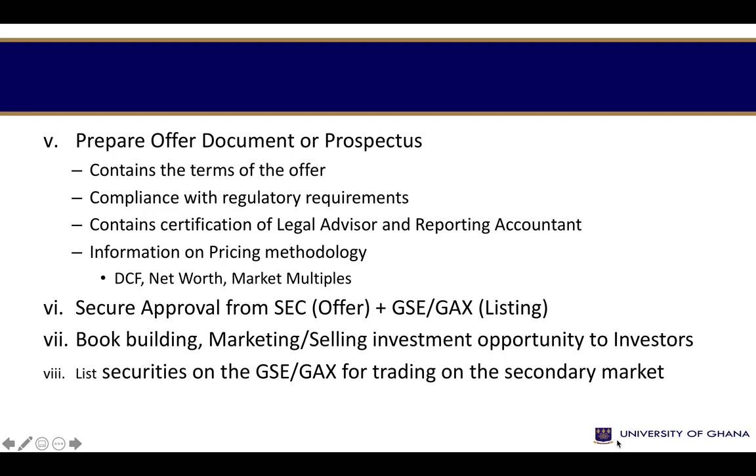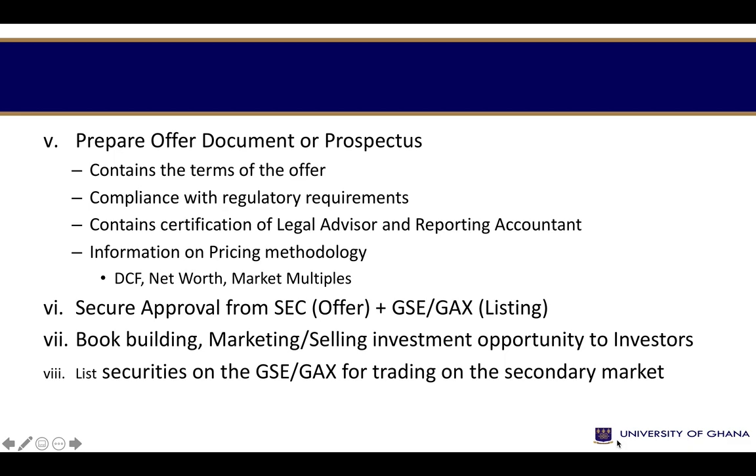Now, the next stage after appointing advisors, which we've gone through, is to prepare the offer document or prospectus. This offer document or prospectus will contain the terms of the offer, compliance with regulatory requirements, and certification of the legal advisor and reporting accountant. It also contains information on the pricing methodology: the discounted cash flow techniques, the net worth, and market multiples. This allows others to verify whether the information in there is good enough for them to make a decision.